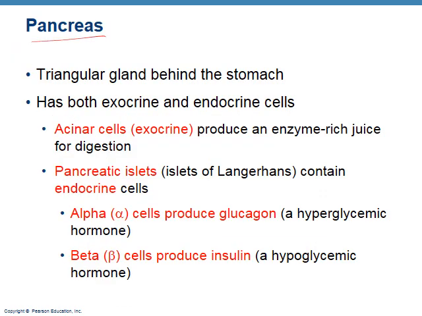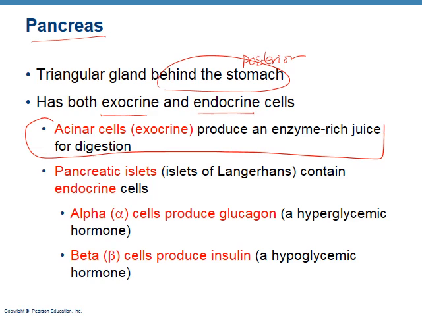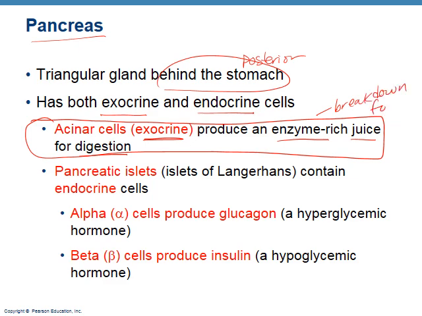Now we're going to move on to the pancreas. So remember, the pancreas is behind the stomach or posterior to the stomach. It has both exocrine and endocrine functions. So right here, we're going to see the exocrine, these acinar cells that are going to produce juice for digestion. So enzyme rich, it's going to break down food. And then this part is the endocrine part.